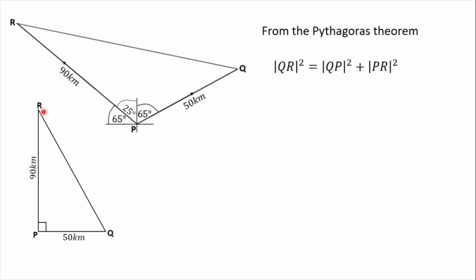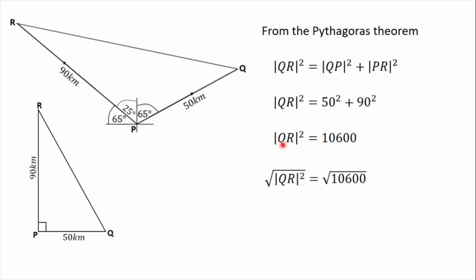Applying the Pythagoras theorem on this triangle, QR squared is equal to QP squared plus PR squared. We want to find QR, so we substitute these values of QP and PR into this formula. QR squared is equal to 50 squared plus 90 squared, which will give us 10600. You take the square root of both sides, the square root of the left hand side and the square root of the right hand side.